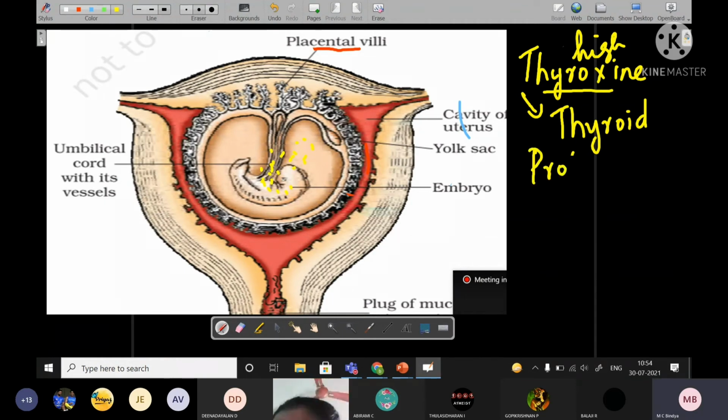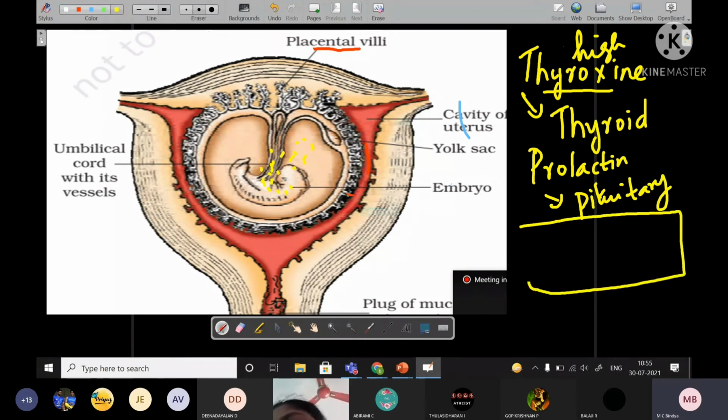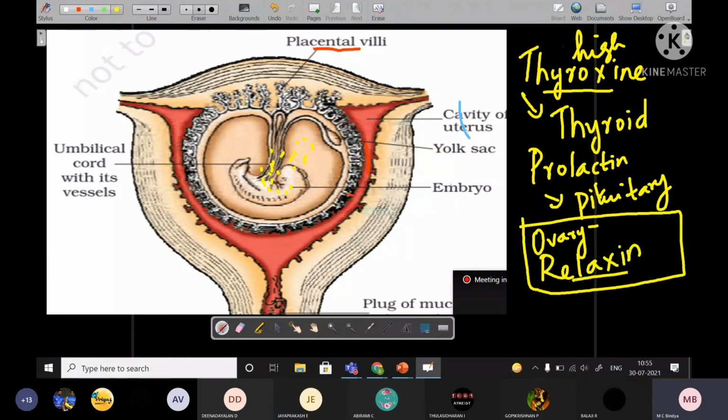Other hormones are prolactin. As I told you, prolactin is produced by the pituitary gland in order to start secreting milk in the alveolar cells of the mammary gland. Then there is one very important hormone. This hormone is produced by the ovary only during the last stages of pregnancy, or gestation period, towards the end. It's called relaxin.